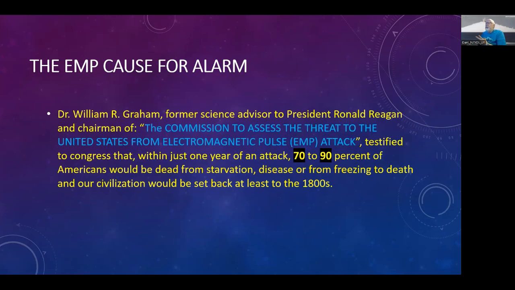Dr. William Graham, chairman of the Commission to Assess the Threat to the United States from Electromagnetic Pulse Attack, testified to Congress that within a year after an attack, nearly 2/3 to 90% of all Americans would be dead from starvation, disease, or from freezing to death. Following an event of this type, life could become even more difficult for us than it was for those living in the 1800s. And I bet you can guess why.